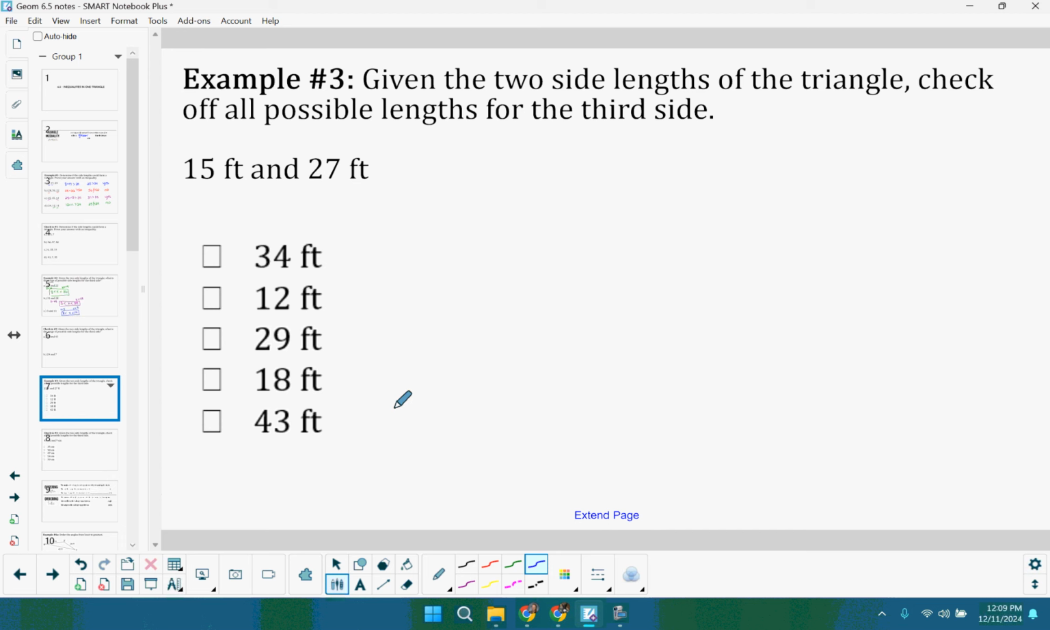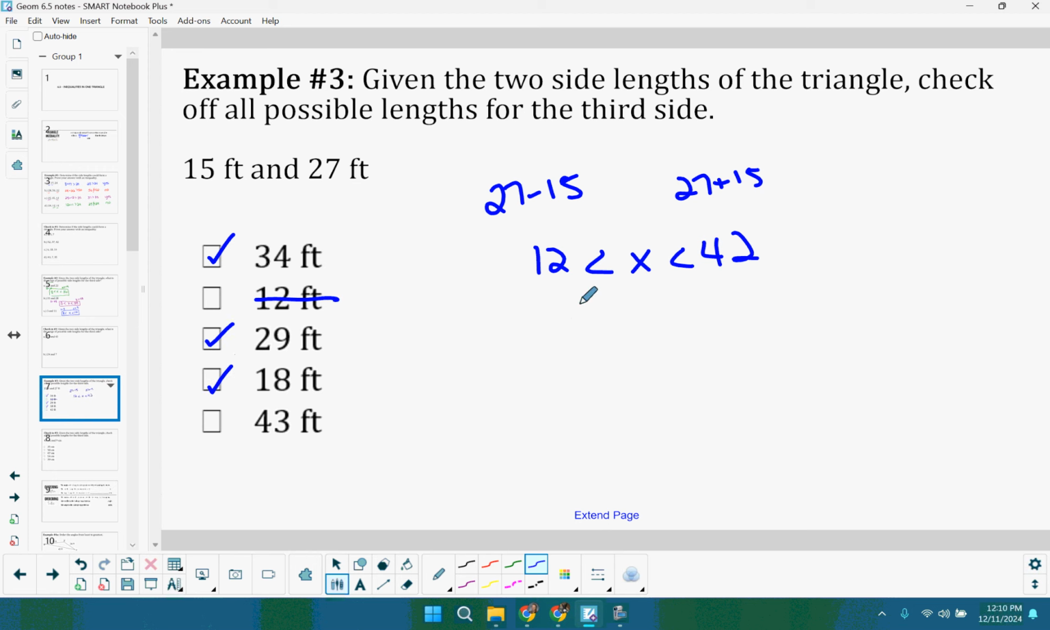For example 3, this is very much like the last one, except we are going to check off whichever ones fit our range. So I could do the subtracting and get 12. If I do the adding, I get 42. So it has to be bigger than 12, but less than 42. So 34 is between those two numbers. 12 is equal to it, so that's out. 29 is between those two numbers. 18 is between those two numbers, and 43 is too high, so that's out. So it would have been those three.